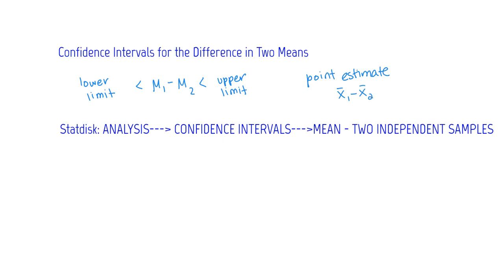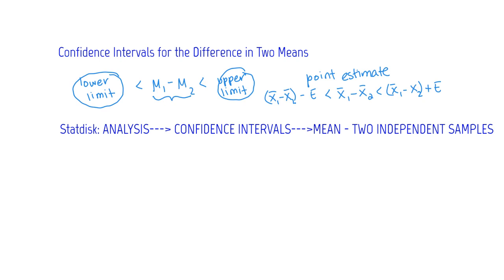And so in order to get the upper limit, you take that x bar 1 minus x bar 2 and you add the margin of error. That's going to be your upper limit of the interval. And then to get your lower limit of the interval, you take again that point estimate, which is the difference in the sample means, and you subtract the margin of error. And again, this is what we're trying to estimate, the difference between mu1 and mu2.